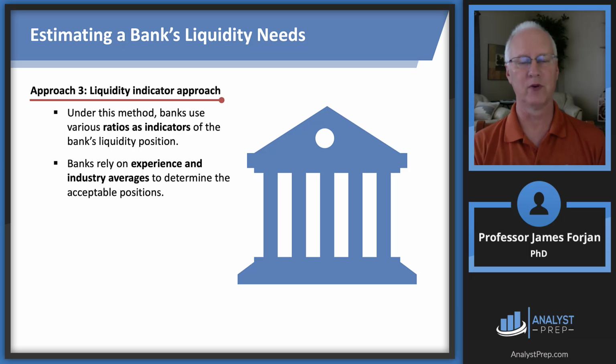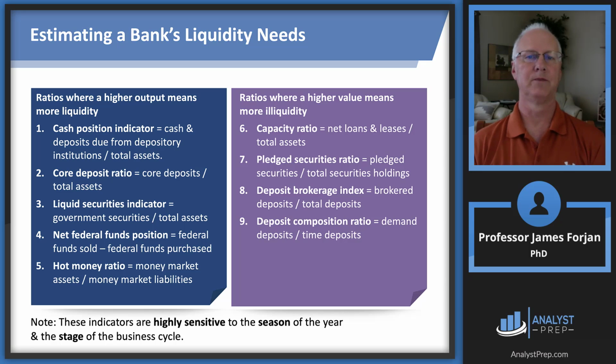So always remember, no matter what kind of ratios you're looking at, you look at the ratio in and of itself. You compare its trend over time, and then you compare it to the competition. And here is a good list of some liquidity ratios, so cash position indicator. So look at this one. Cash and deposits due divided by total assets. I mean, that sounds like a classic definition of liquidity.